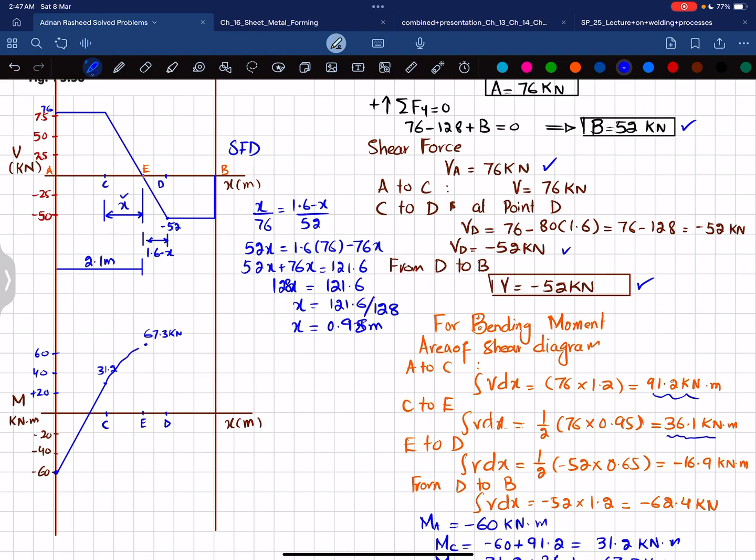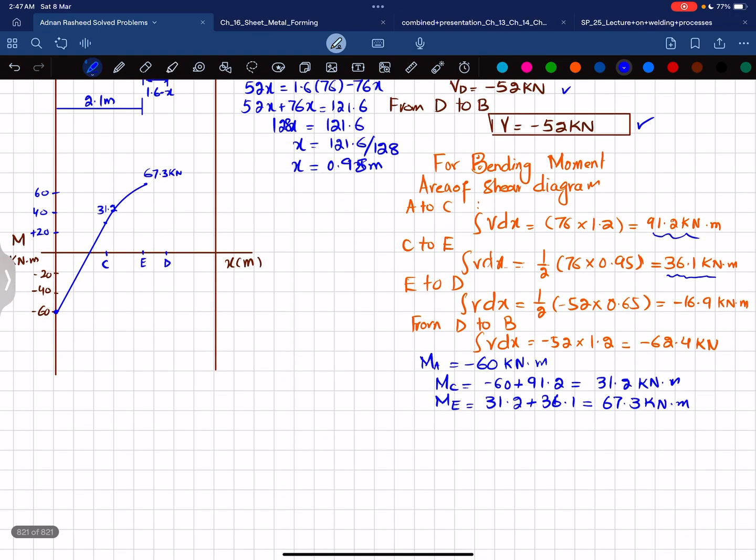It will be like this and in clockwise direction. Okay, now bending moment at point D will be equal to bending moment at point E. Why at point E? Because you can see at point E this is the bending moment. So at point D will be equal to 67. I will cut it instead of that.